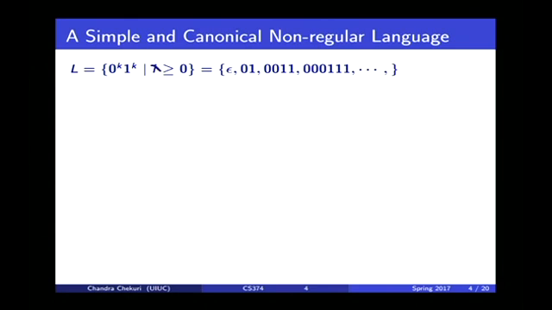So what is it? Epsilon, 01, 0011, 000111, 00001111, 0000011111, all those strings. Okay, why is it not regular? I claim it is not a regular language. What is your intuition for it?